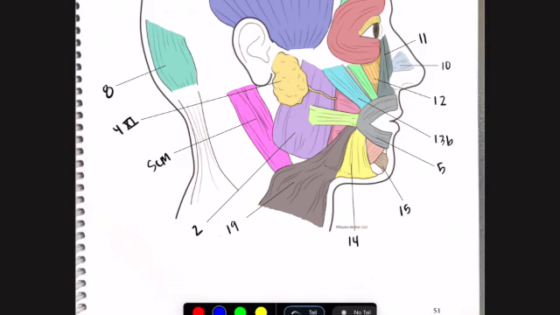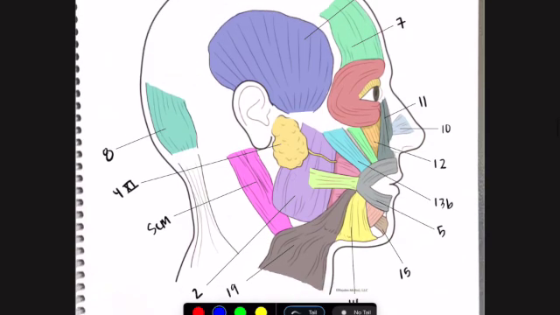And then number 4, it's going to be your parotid gland, and then your parotid duct. And it's going to produce saliva into your mouth. You can see that duct going through that buccal muscle. So, looking at this, let's keep going.